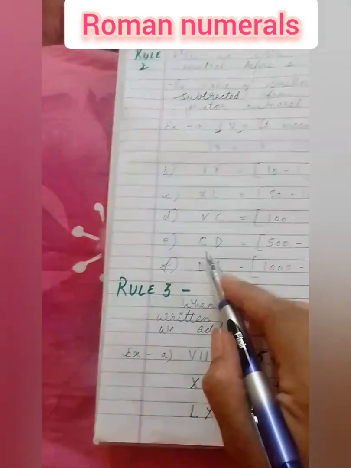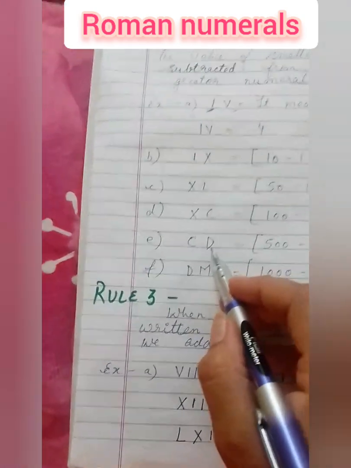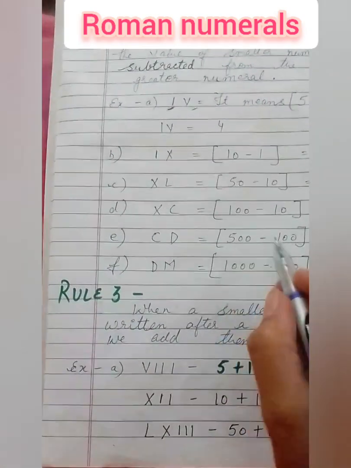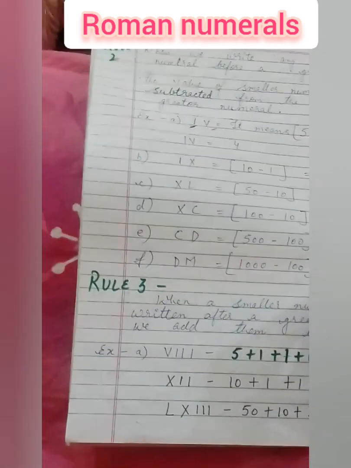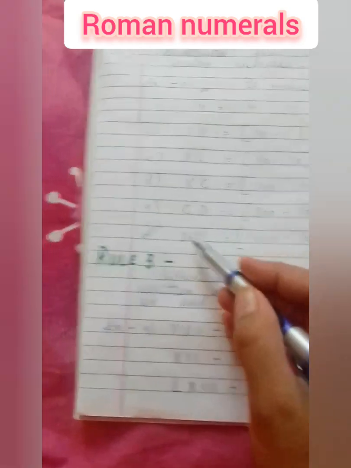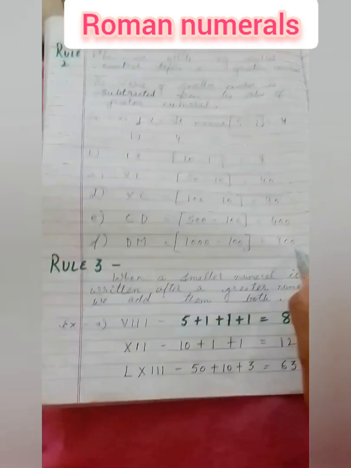Similarly, 400 stands for CD. D stands for 500, so from 500 we are subtracting 100. We are subtracting 100 from 500, so it becomes 400. Similarly, CM. M stands for 1000. From 1000 we are subtracting 100, so 1000 minus 100 becomes 900.